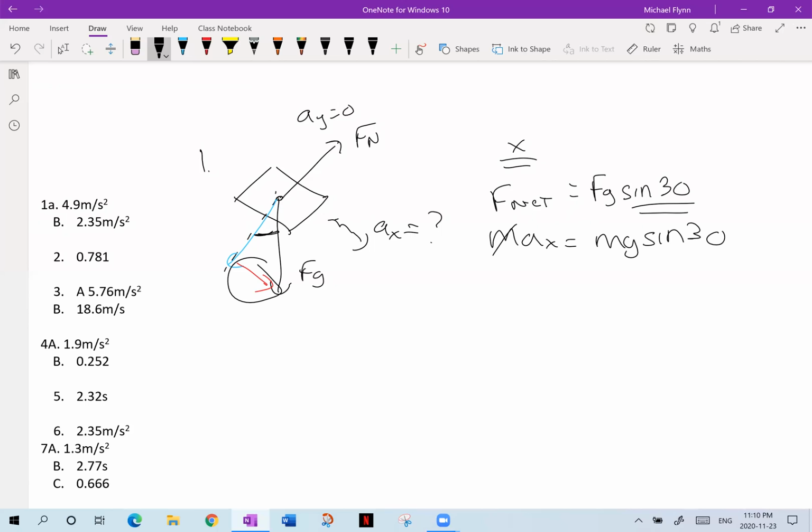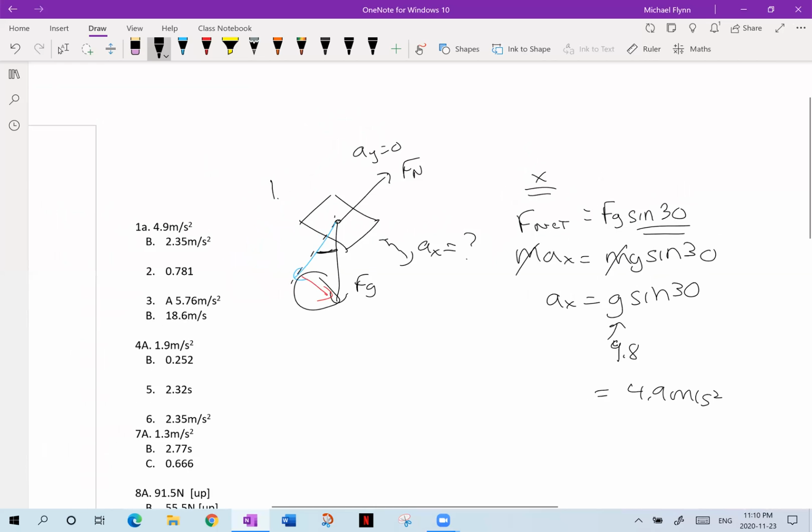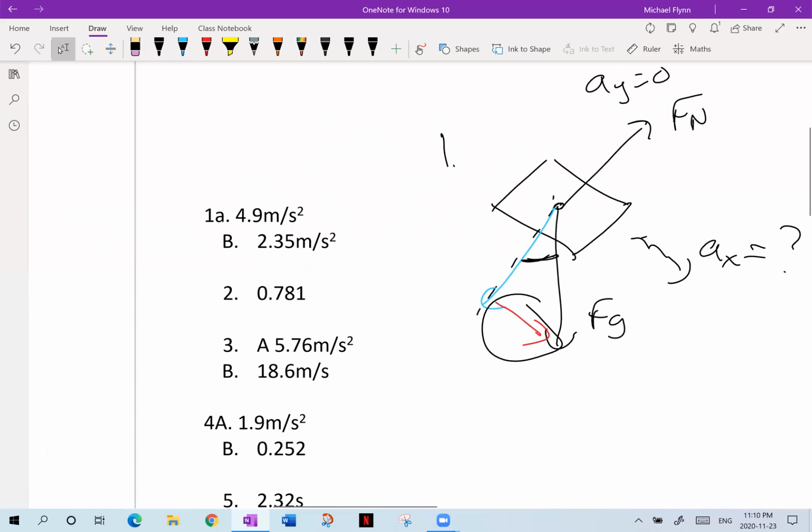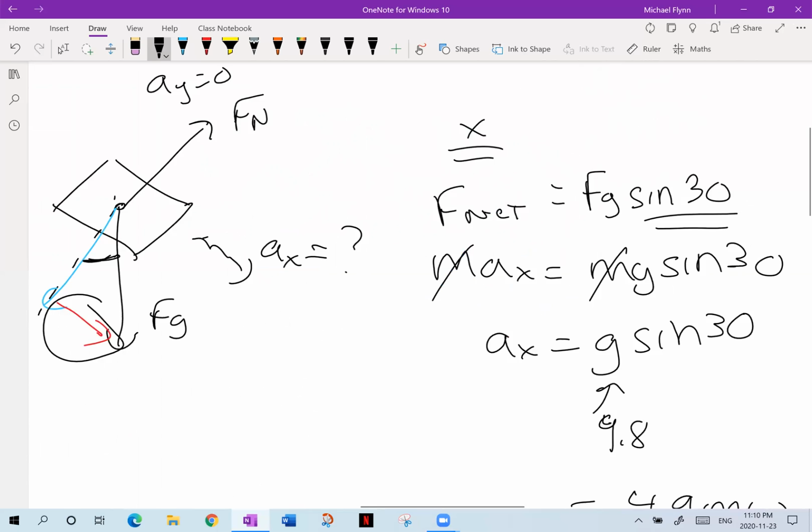I'm going to cancel out the m's, because they didn't tell us the mass. They only told us the weight, which is mg, so we could work out the mass. But anyway, here we go. We get ax is equal to g sine 30. If you put in 9.8 for g, then the answer is 4.9 meters per second squared. So it's going to slide down the hill at 4.9 meters per second squared. There's your answer for question one. Of course, we knew that already. It's right there, so we got it right. So check.